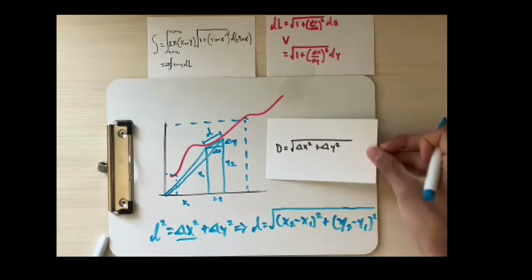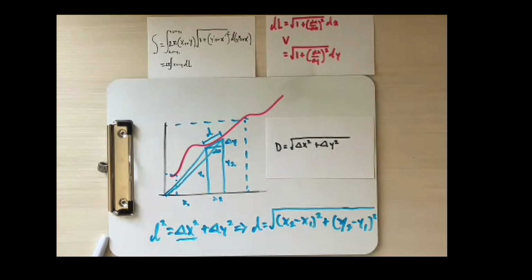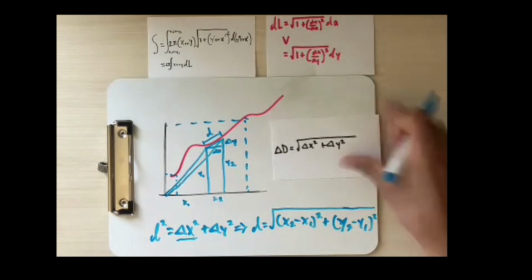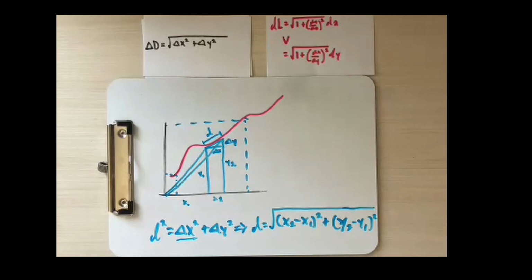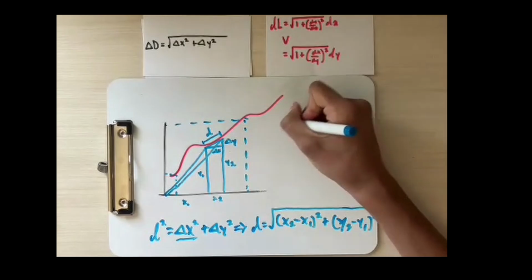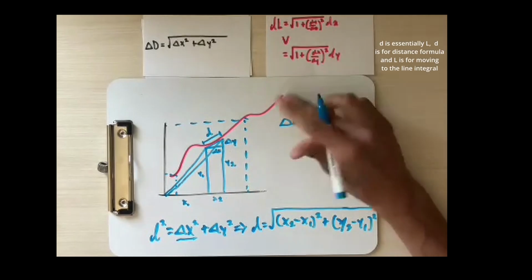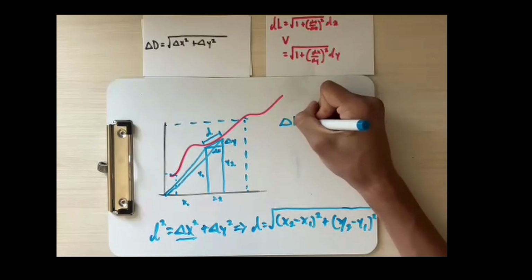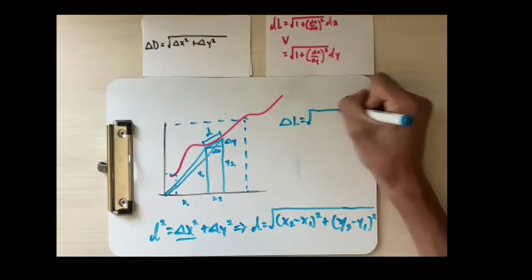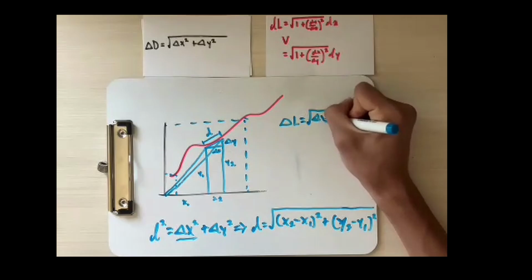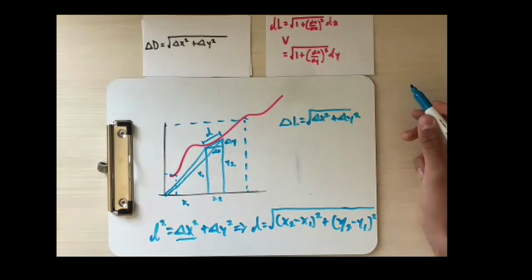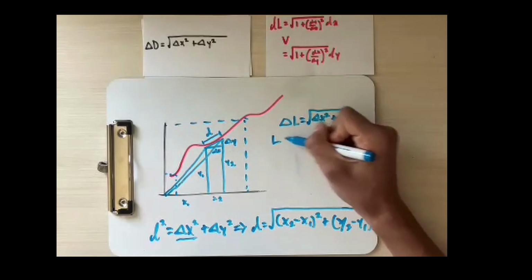And putting that up here, ta-da! Well, really, that should be delta d. That's how we get our distance. I'm going to replace that with that for now because that's what we're looking at. Now that we have that, we can say that a teeny change in d, or actually, we'll start calling it L now, teeny change in L is equal to the square root of delta x squared plus delta y squared.